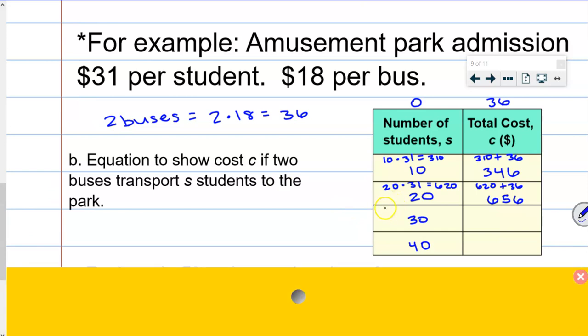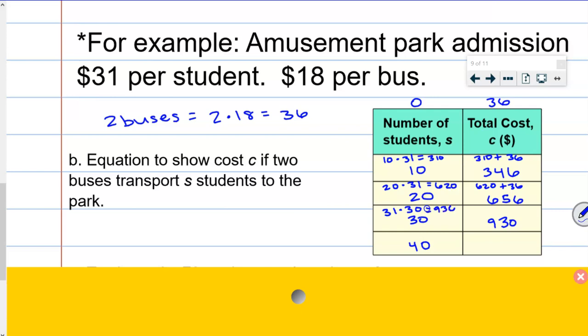30. How do we find the number? It's 930. It's 31 times what? Okay, but you're still forgetting something. I don't want just the cost of the students. I want the total cost. What is it that Nevaeh is missing here?